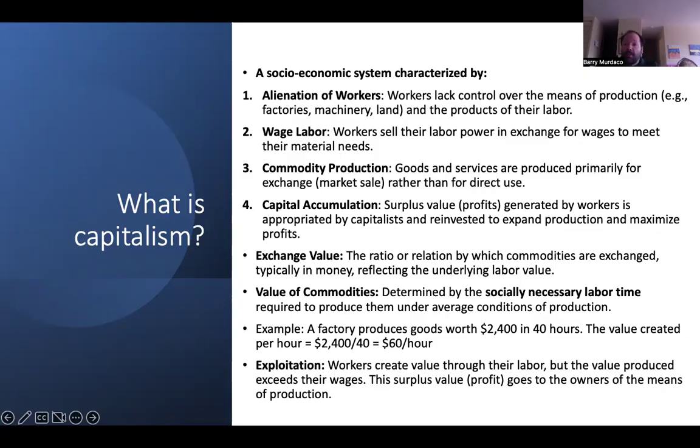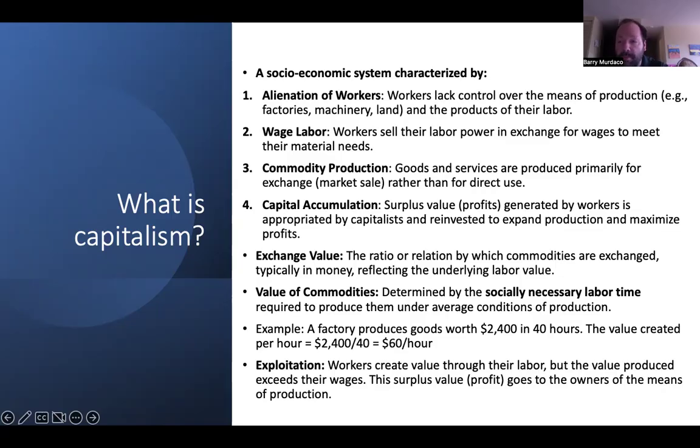And again, these are things that you would also find in many state capitalist systems as well. Workers in the Soviet Union were paid wages. Money was used as a means of exchange and transaction. So those are, again, core elements of a capitalist system.